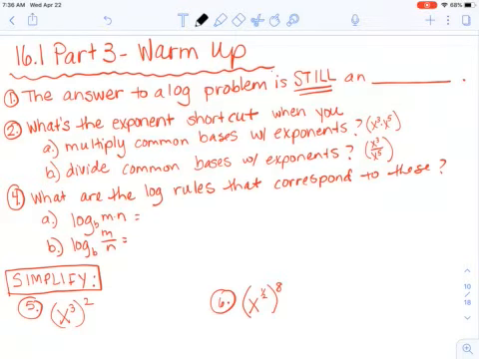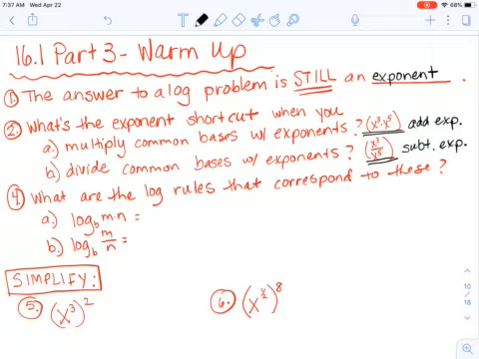Okay, so now that you are unpaused and you have done these, the answer to a log problem is still an exponent. What is the exponent shortcut when you multiply a common base? So what did we do in a problem like this? We add the exponents. What did we do when we divided? Like this other problem, we subtracted the exponents, okay?